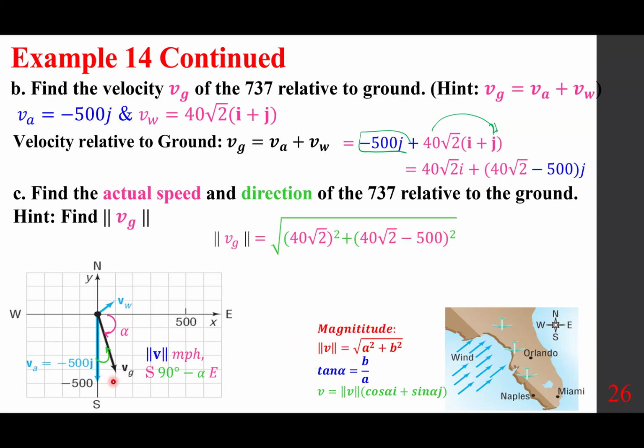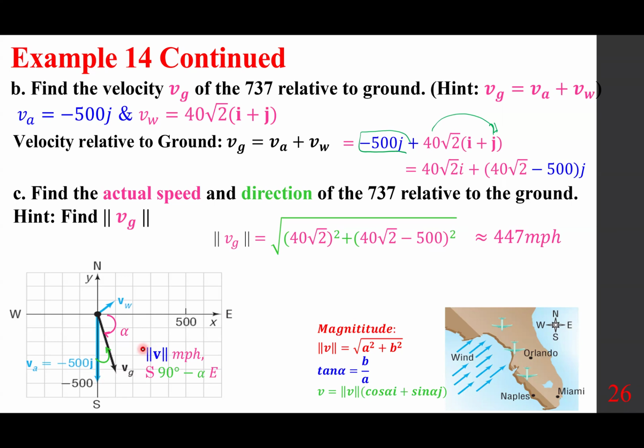So let's do that. So the magnitude, you square this number, you square this number using a calculator, we get about 447 miles per hour. So we got the magnitude, 447 miles per hour.